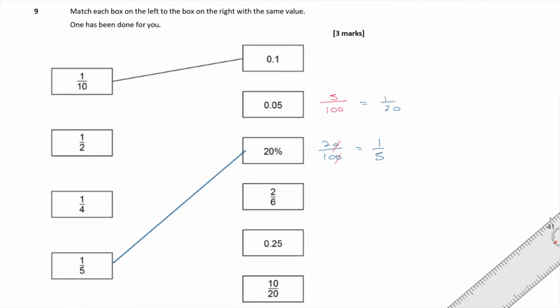2/6. Well, dividing top and bottom by 2, it's going to give me 1/3 then, isn't it? So that's the same thing as 1/3. Have I got one of those? No, that isn't going anywhere.